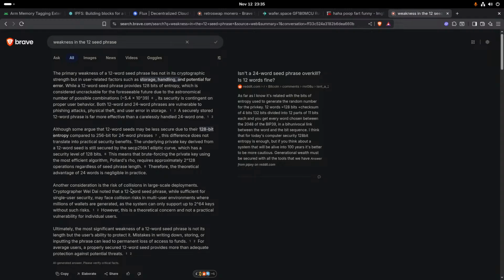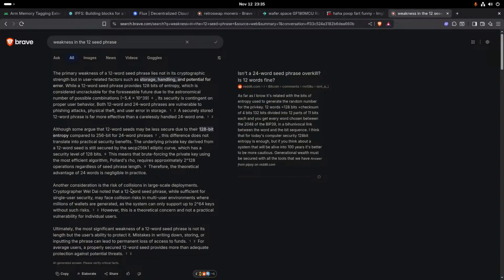This is true. The underlying private key derived from a 12-word seed is still secured by the secp256k1 elliptic curve, which has a security level of 128 bits. This means that brute forcing the private key using the most efficient algorithm, Pollard's rho, requires approximately 2 to the power of 128 operations regardless of the seed length. Therefore, the theoretical advantage of a 24-word phrase is negligible in practice.